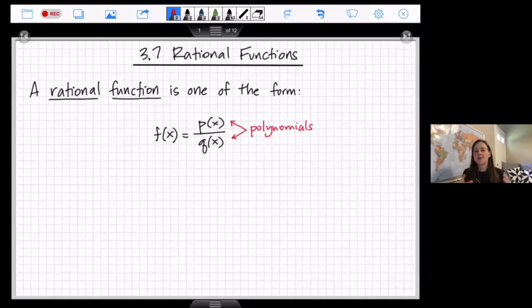So today we are expanding our portfolio of functions and their graphs by studying rational functions. And a rational function is just a ratio of two polynomial functions, p of x divided by q of x, where p and q are both polynomials. And when you divide two polynomials and you graph the result, you get something that looks nothing like a polynomial.